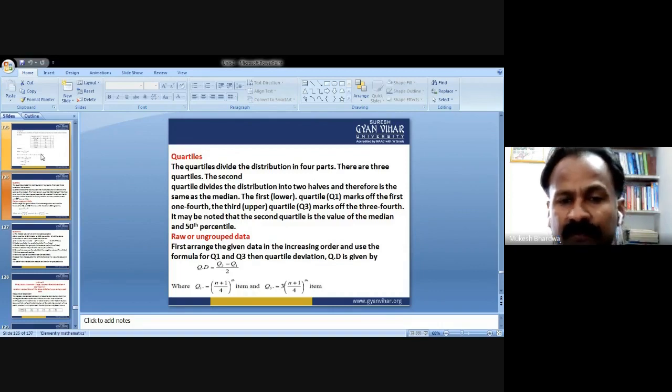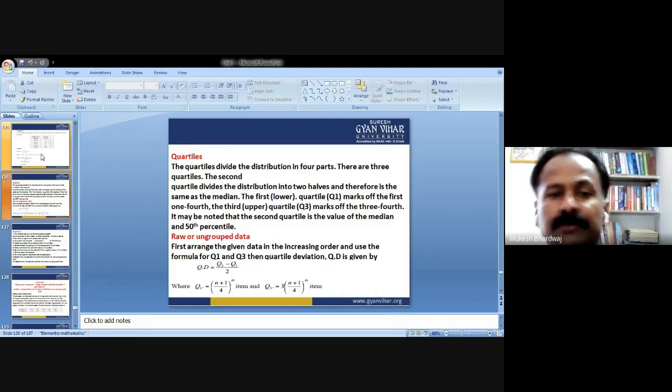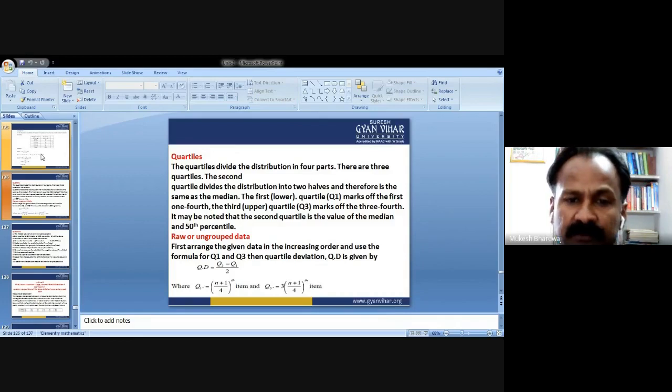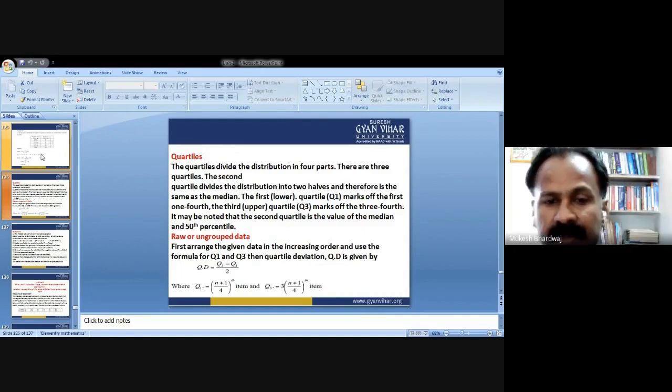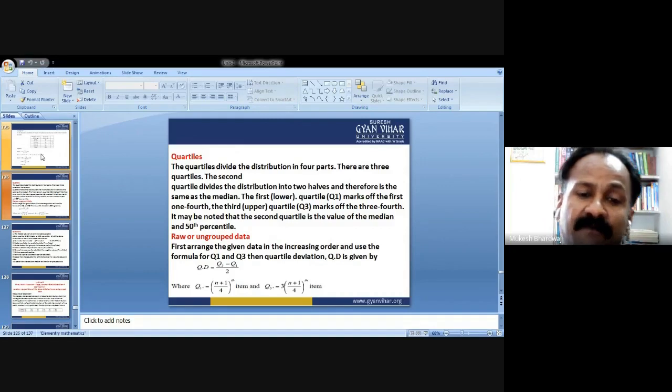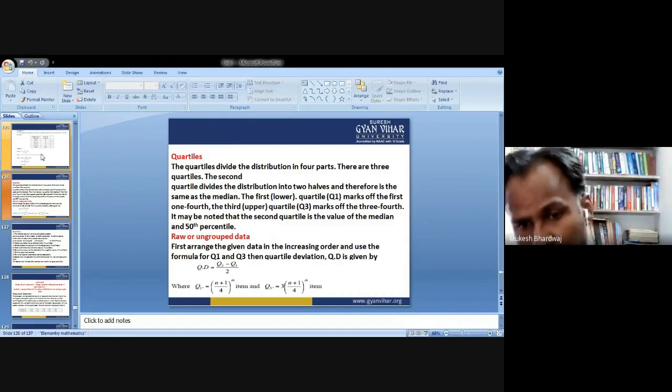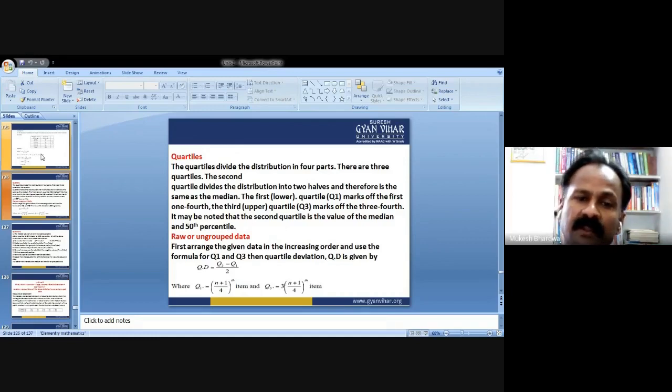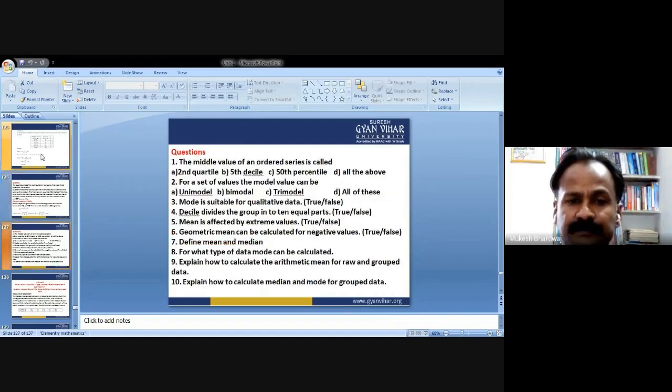For raw or ungrouped data, to find the quartile deviation, first arrange the given data in increasing order and use the formula for Q1 and Q3. Then quartile deviation QD is given by QD equals Q3 minus Q1 by 2, where Q1 is the (n plus 1) by 4th item, and Q3 is the 3 times (n plus 1) by 4th item. So first you calculate Q1 and Q3. After that, quartile deviation is the difference between Q3 and Q1 divided by 2, that is the average.